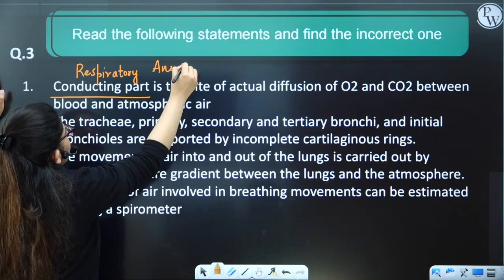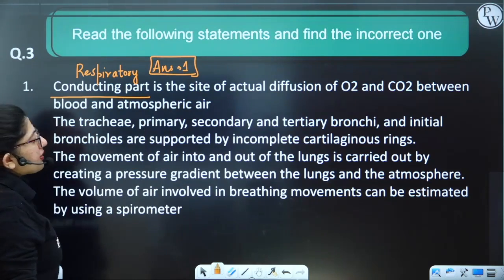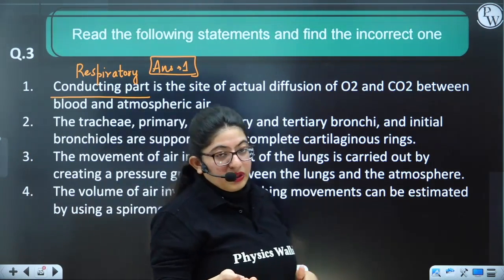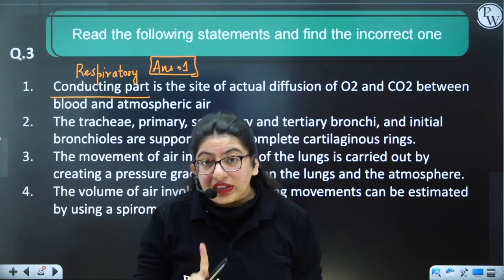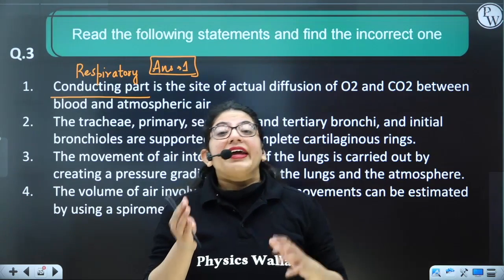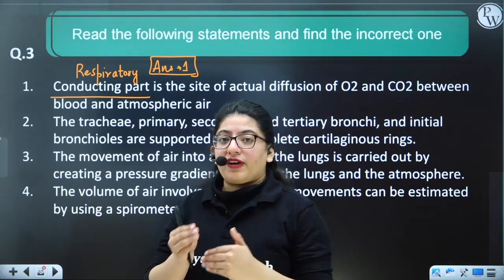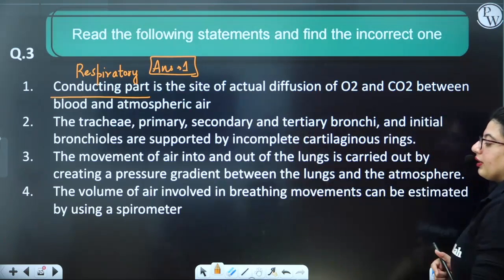This is a question from your respiratory tree, which says the entire respiratory tree consists of two parts. One is conducting, another is respiratory. In the respiratory part, there is exchange of gases. So the answer will be one. Others are all correct.